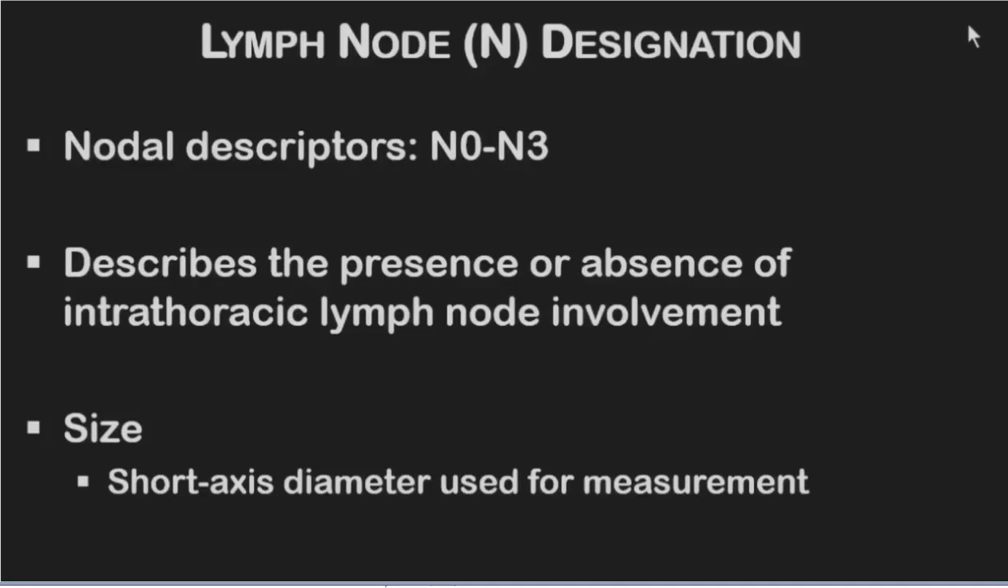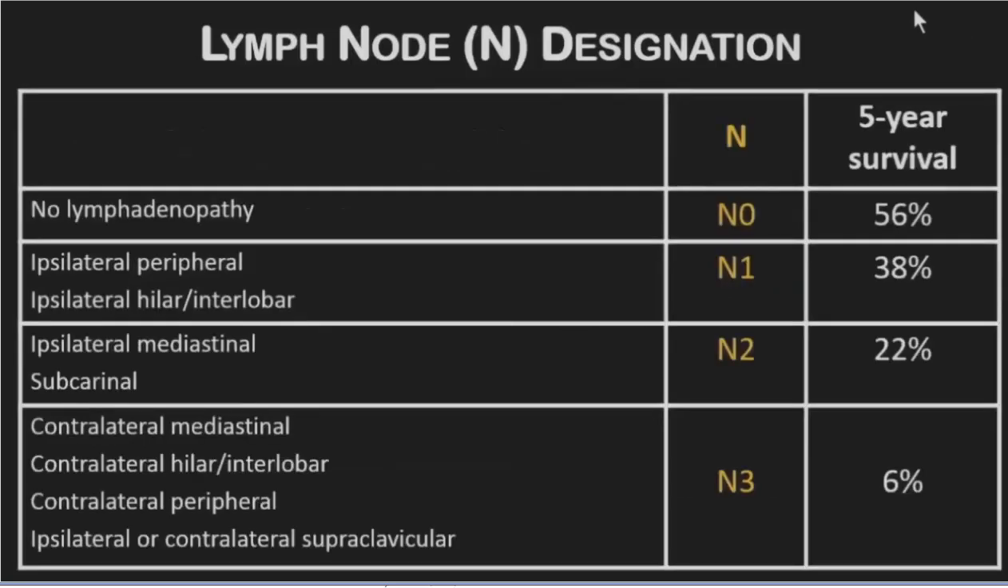There are some exceptions. For instance, some subcarinal lymph nodes can get up to 1.3, 1.4 centimeters sometimes without being abnormal. And so here's the chart of the lymph node designations. And just some trends to point out overall, you can see that the more extensive the lymph node involvement, the poorer the prognosis, and the decreased overall 5-year survival.